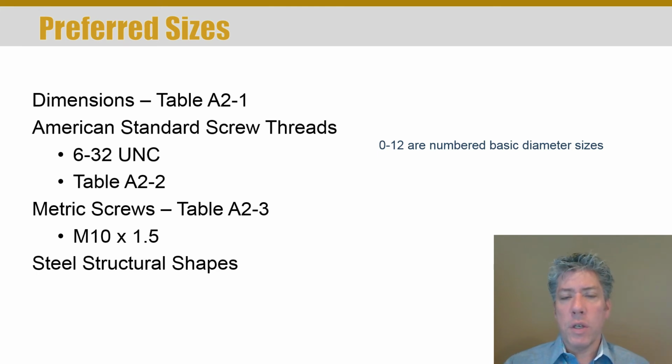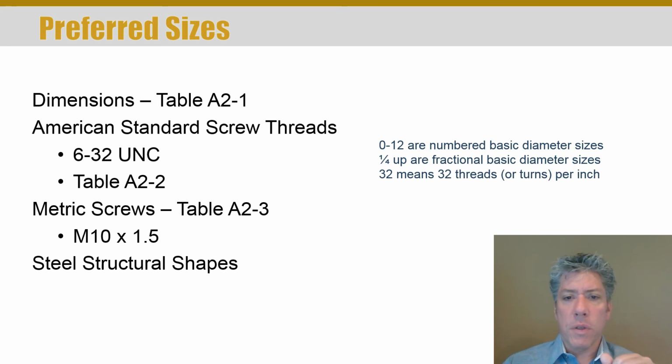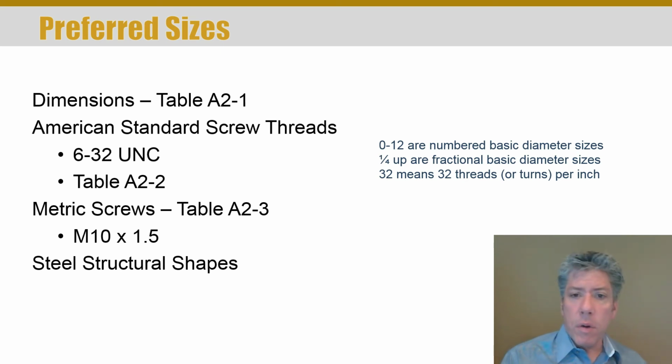Some more information. In English sizes, 0 through 12 are the numbered basic size diameter, but from a quarter up are the fractional fastener sizes. And this is for preferred sizes as well. Well, in preferred sizes, actually, preferred sizes don't go with numbers. The 0 through 12 are just for fasteners. I couldn't recall if any preferred sizes were listed as screw thread diameters. I didn't think so, but wanted to double check.